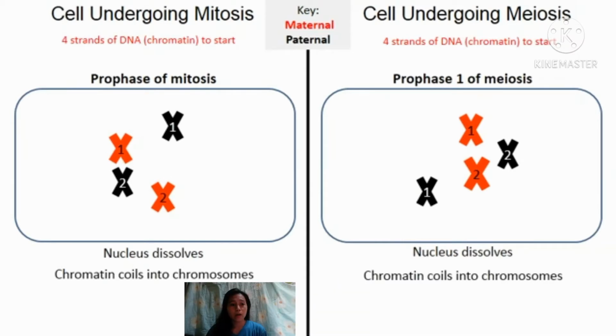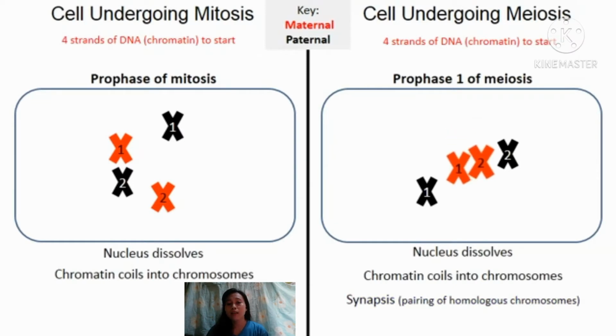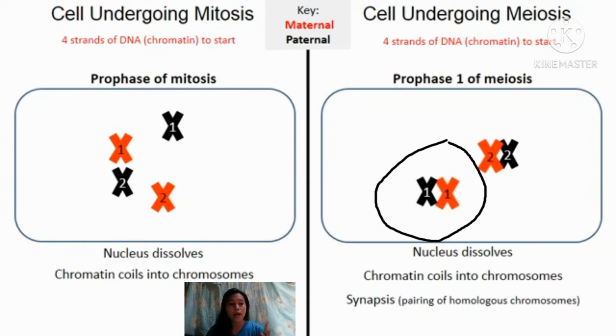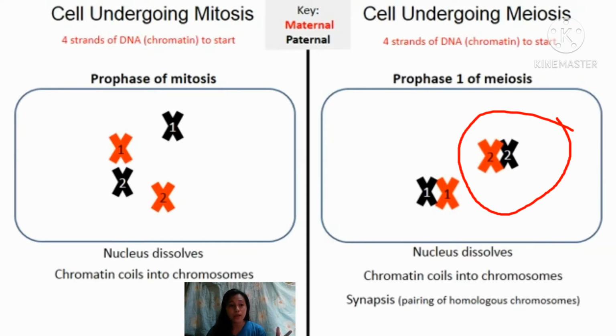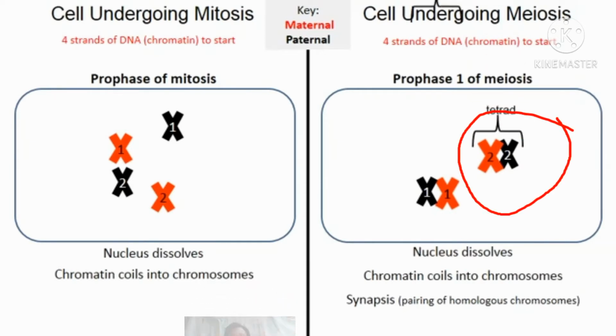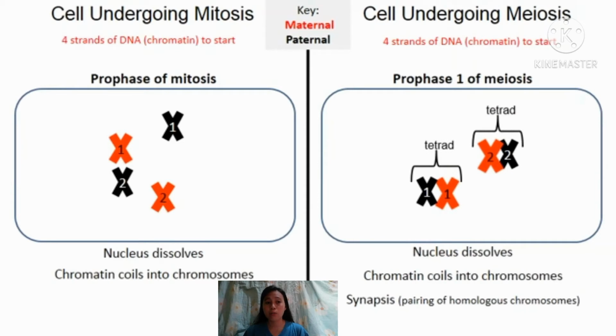And as we go on into prophase 1 of meiosis, what happens next is synapsis. The two chromosomes number 1 are pulled next to one another by spindle fibers, and the two chromosomes number 2 are pulled next to one another. Tetrads are formed from the homologous chromosomes, so we have two chromosomes 1 and two chromosomes 2. So that is what tetrads are.